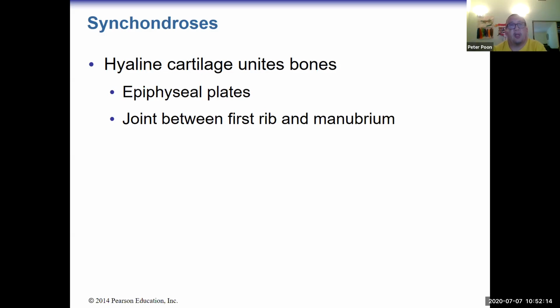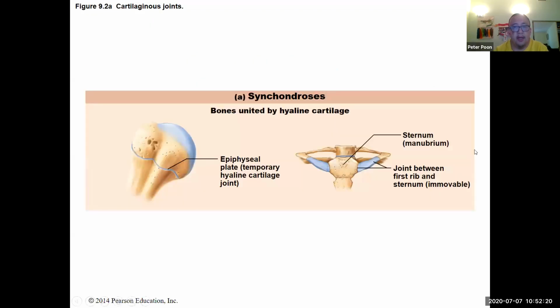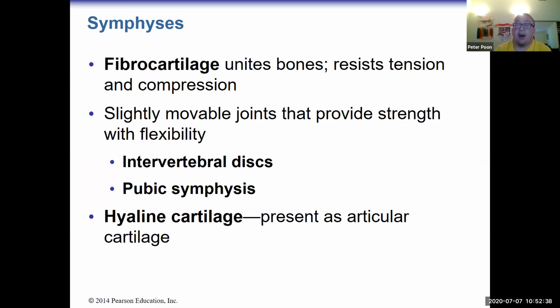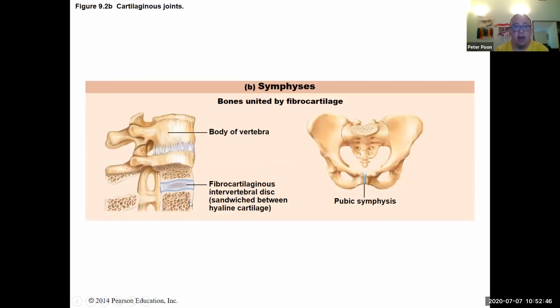Synchondrosis, hyaline cartilage. So last time, or a couple of chapters ago, we learned the epiphyseal plate. Bone, hyaline cartilage, bone. Symphysis require a little bit more strength to hold them together. So fibrocartilage. So bone, fibrocartilage, bone.